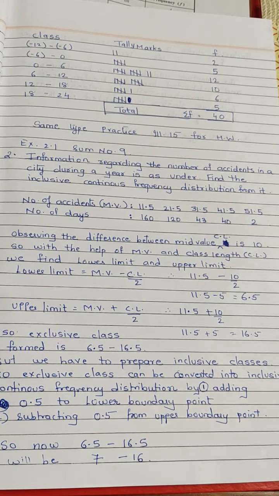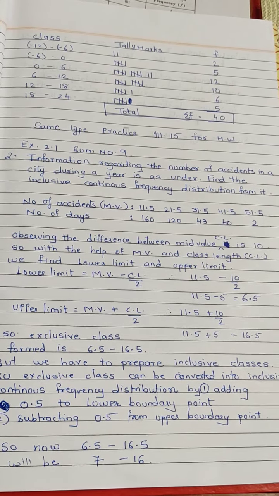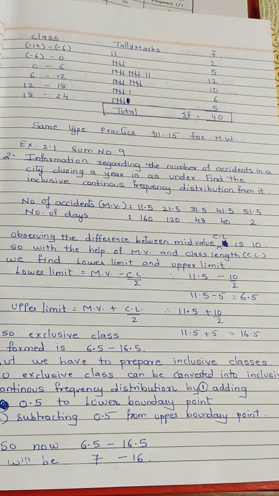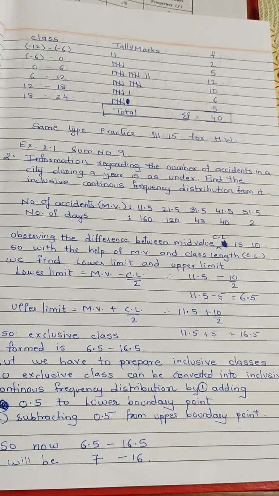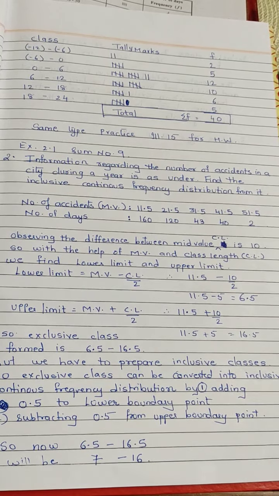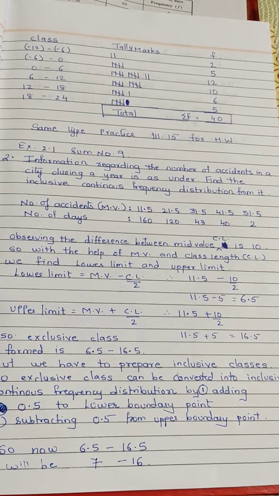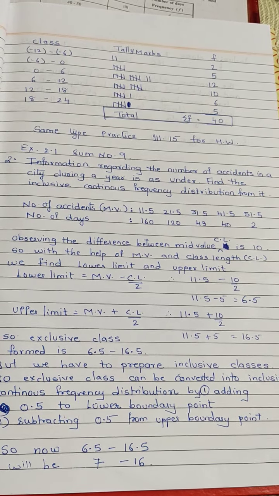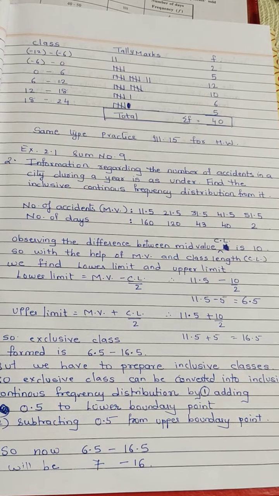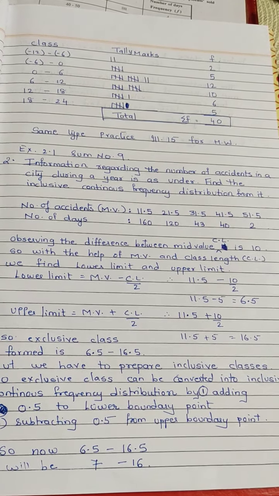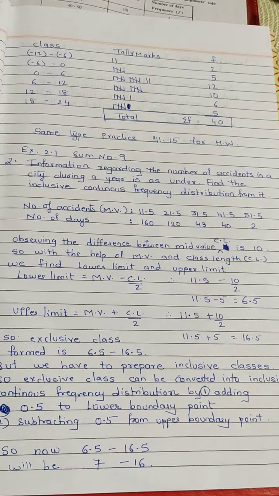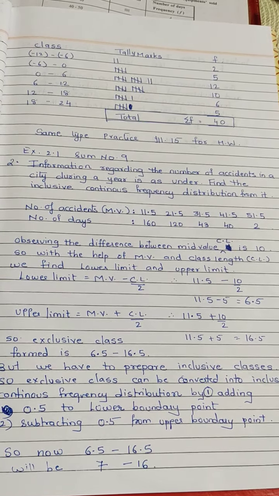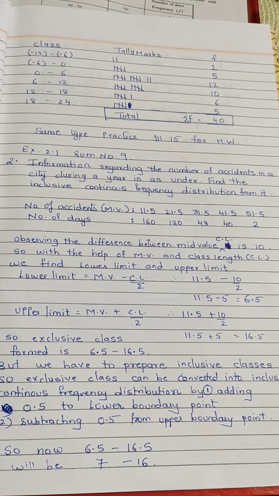Number of accidents, mid values 11.5, 21.5, 31.5, 41.5, 51.5. Number of days 160, 120, 43, 42. This is the information given to you, and we are supposed to prepare an inclusive continuous frequency distribution.